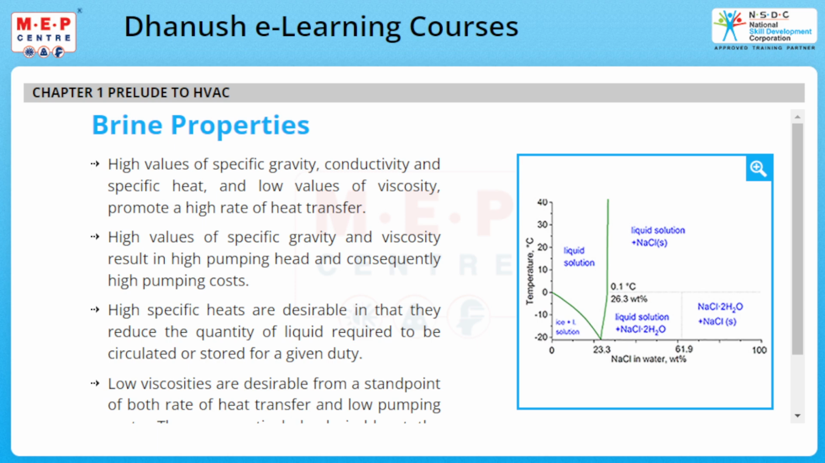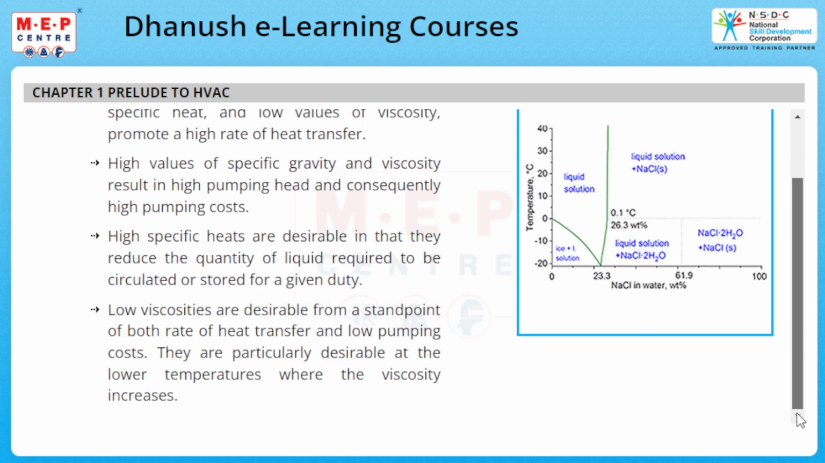High specific heats are desirable in that they reduce the quantity of liquid required to be circulated or stored for a given duty. Low viscosities are desirable from a standpoint of both rate of heat transfer and low pumping cost. They are particularly desirable at the lower temperatures where the viscosity increases.